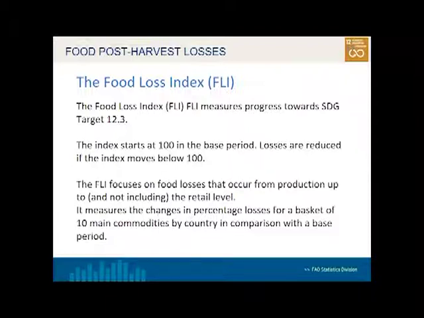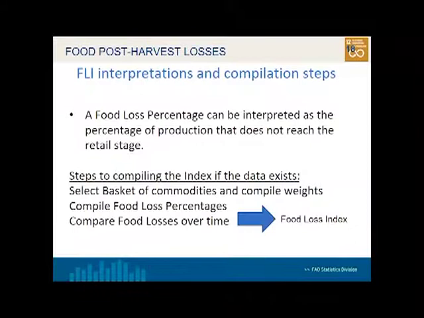It's an index that starts at 100 in the base period, and then if losses are reduced, it moves below 100. So if in 2030 the index is equal to 90, it means that there has been progress on food loss reduction. Of course, this helps the SDG monitoring, but it doesn't help decision making at the country level or at the single value chain level. So the index itself is based on food loss percentages. And food loss percentages can be interpreted as the percentage of production that does not reach the retail stage. This is already a figure that is relevant for decision making or for highlighting a problem or an opportunity to increase the efficiency of the value chain.